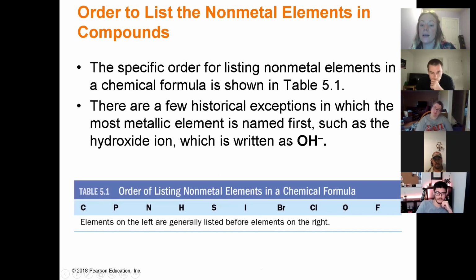This is hydroxide, and I will show you more of that when we get into polyatomic ions. But in this case, we list O first and then H. Here's a system of the nonmetals in their ordering. Carbon will come before phosphorus, before nitrogen, hydrogen, and so on. Really, in general, if you just follow the closer to the zigzag line, you should be okay.